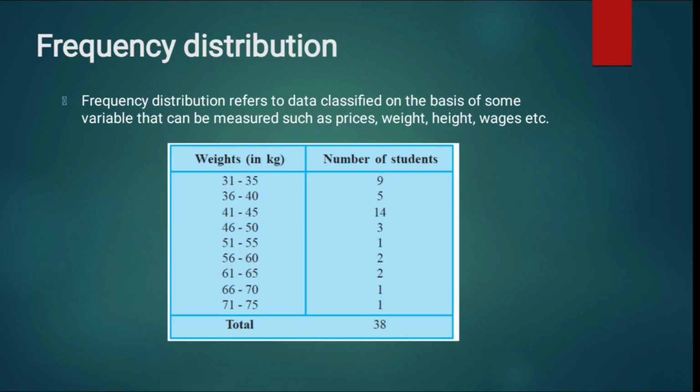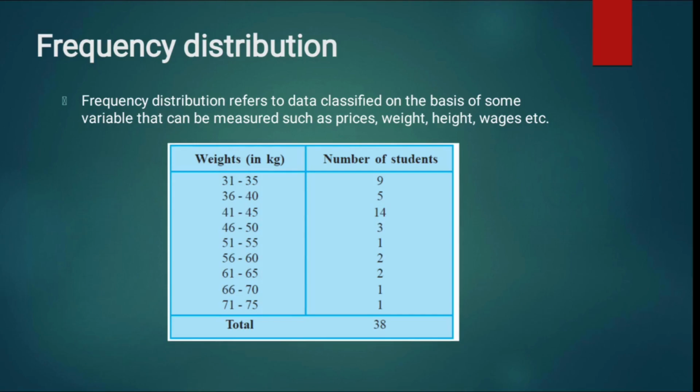So earlier I told you about how we divided salary into categories. So here you can see weights. We represent weights by X and we will represent number of students by frequency. These are the frequency. On your extreme left corner you can see the weights, meaning the weight of students given in kgs.